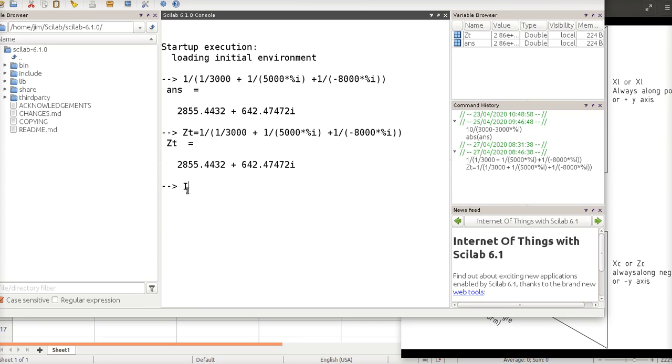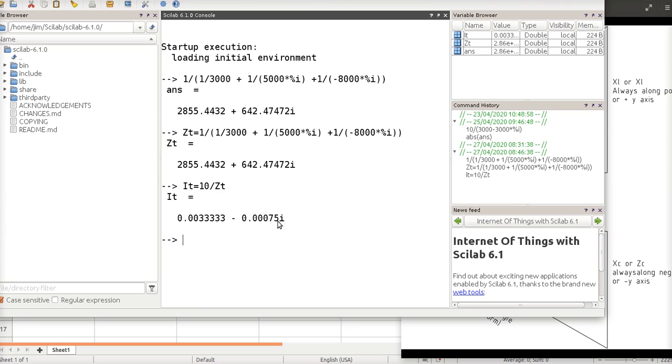Now I want to know I total. And from Ohm's law, I total is my V, which is 10 volts. The angle on the voltage is usually 0. There will be very few cases where it's not, but if you don't see an angle, you assume it's 0. So it's 10 divided by, and then instead of typing out that whole imaginary number, I can just use its variable, ZT.